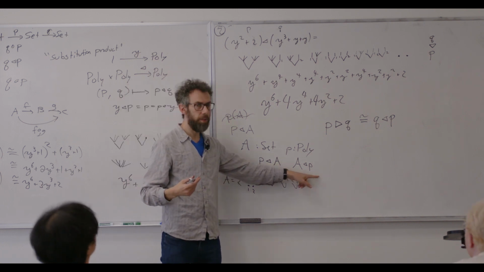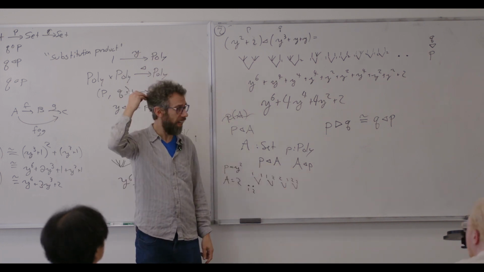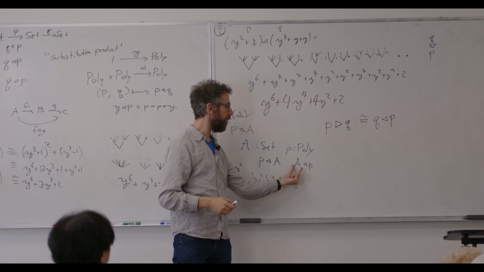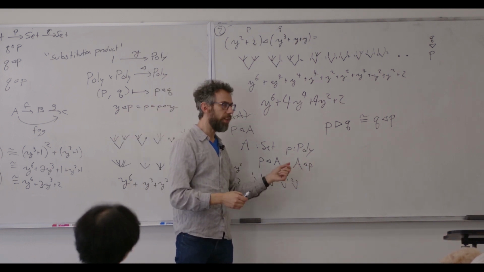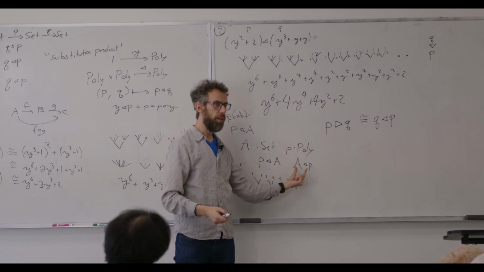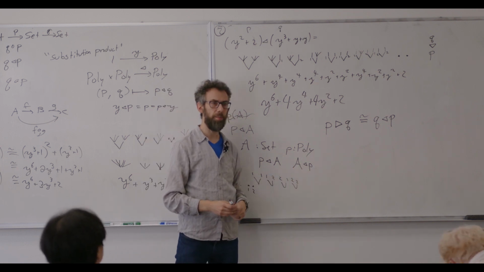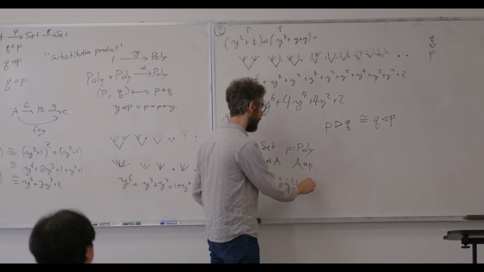Oh, what about this one? It's just A. Because it says for every open leaf, over all of the different summands of A, put a P on top. Well, there are no open leaves, so this one is just A.